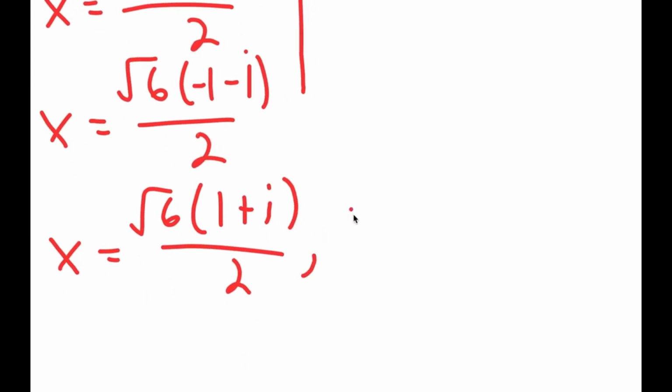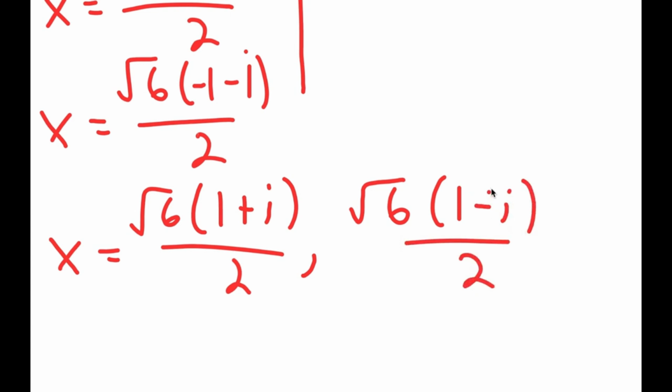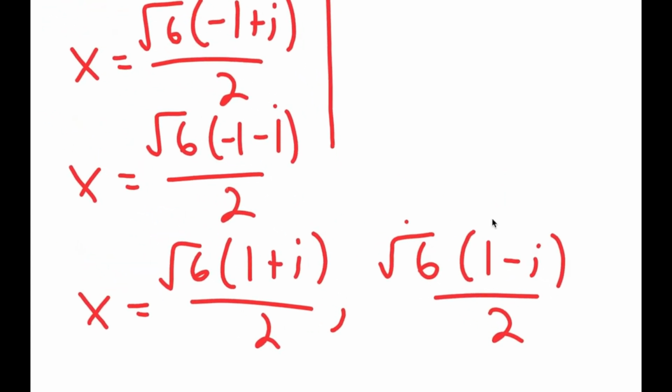And also, along with this, you should get x is equal to the square root of 6 times i plus 1 over 2, and x is equal to the square root of 6 times 1 minus i over 2. So these are your four solutions.